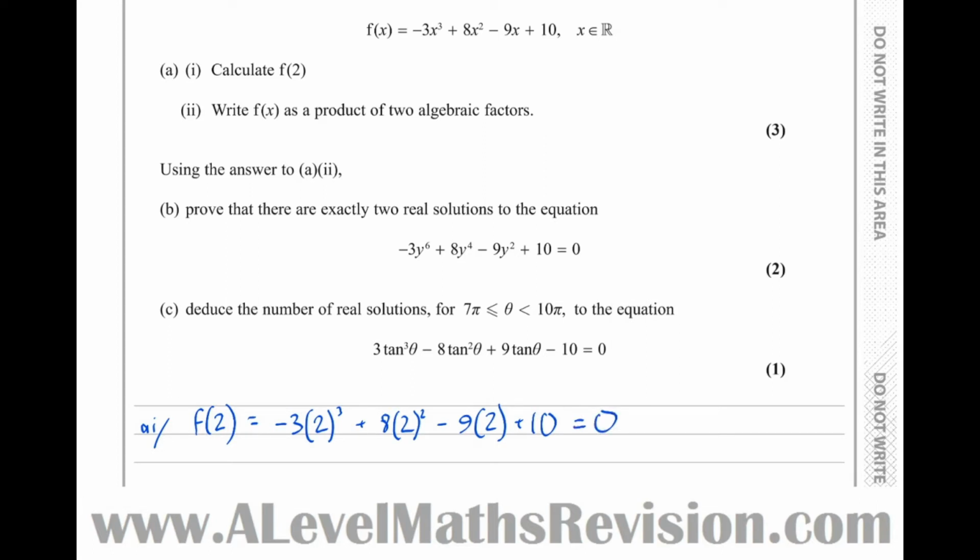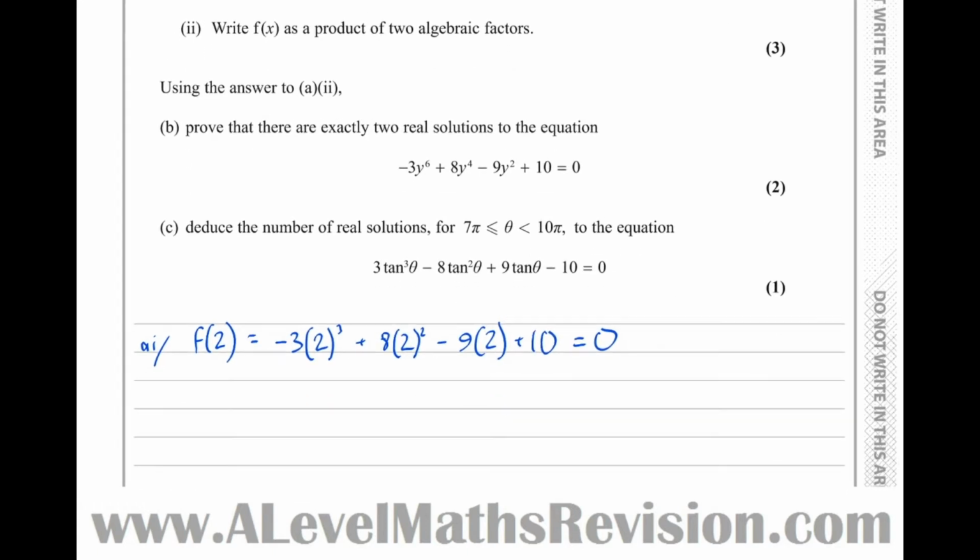So before I read on, what I should be thinking is, it's equal to 0, so that means that what we've subbed in leads to a factor, i.e. x minus 2 is a factor. Part 2 says write f of x as a product of two algebraic factors. Since f of 2 equals 0, this implies that x minus 2 is a factor.